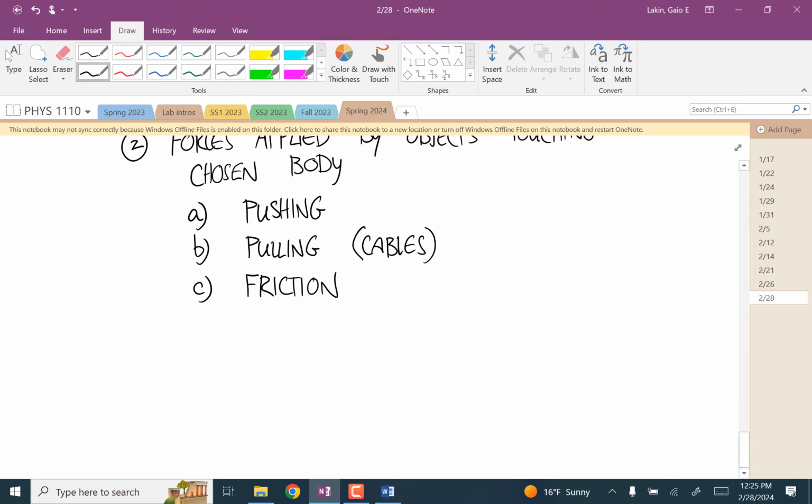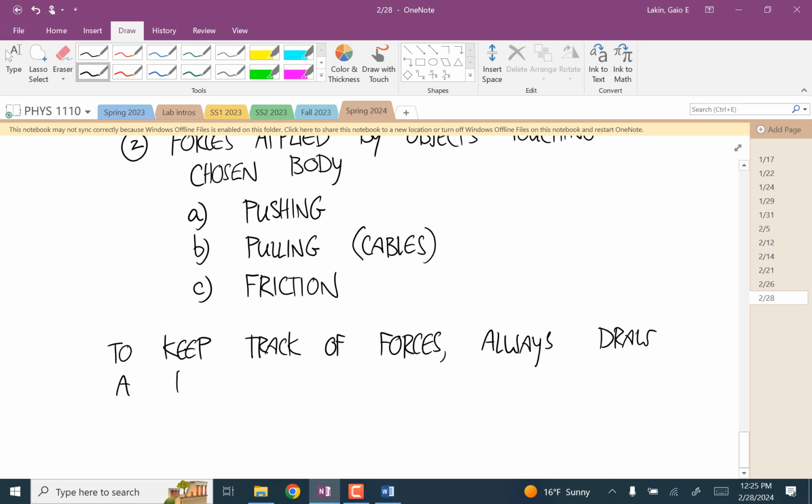And for us, that is going to be called a free body diagram. So to keep track of the forces, we're always going to draw a free body diagram. And when I talk about that, I'm just going to abbreviate it FBD, free body diagram.